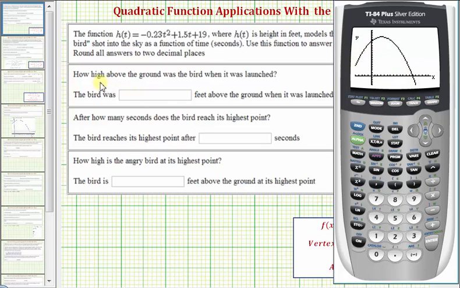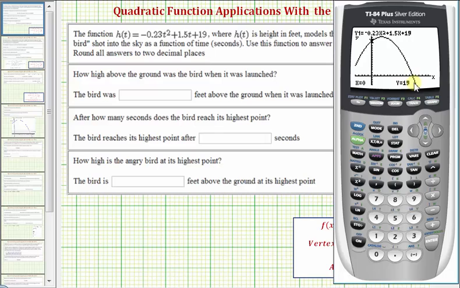The first question is, how high above the ground was the bird when it was launched? When the bird is launched, time t equals 0, so we want to find the function value h of 0. On the calculator, we can do this by pressing second trace for the calculation menu, selecting option 1 for value, entering 0, which is really t equals 0, and pressing enter.